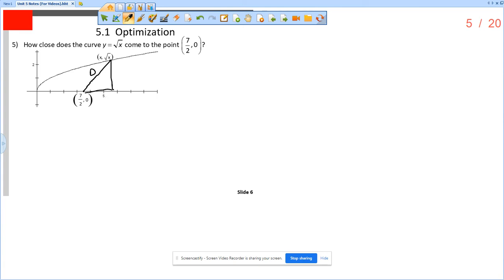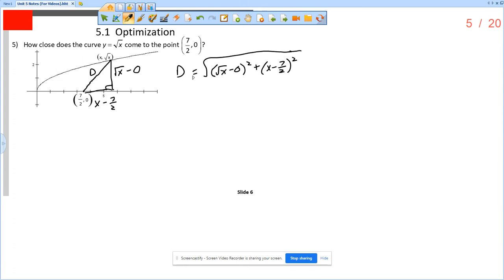All right, and so now we're thinking about setting up this equation. So we want to take the change in y, right? So the change in y would be the square root of x minus 0, right? And the change in x would be x minus 7 halves, right? And so the distance is just going to be the square root of the change in y, so square root of x minus 0 squared, plus the change in x, so x minus 7 halves squared, right? Now, this is what we want to find the minimum of, all right?